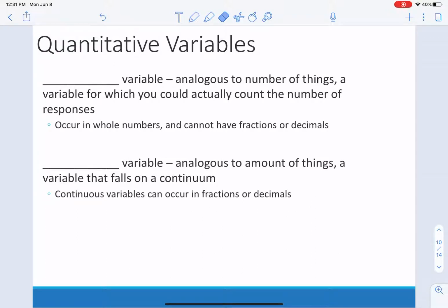Okay? So the first type of quantitative variable, the first type of number that we can have, is known as discrete. And what does that mean? Well, that just means that it's a number that's been rounded. Okay, so it's a whole number, and it can't be divided into fractions or decimals or whatever, right? So it's a totally countable thing. You can actually count the number, right?